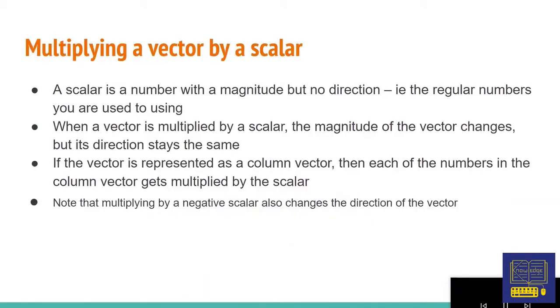Moving on to algebra of a vector. Multiplying a vector by a scalar. A scalar is a number with a magnitude but no direction. That is the regular numbers you are used to using. If a vector is multiplied by a scalar, the magnitude of the vector changes, but its direction stays the same. If the vector is represented as a column vector, then each of the numbers in the column vector gets multiplied by the scalar. Note that multiplying by a negative scalar also changes the direction of the vector. That is, if it was pointing from left to right, it turns to point from right to left.